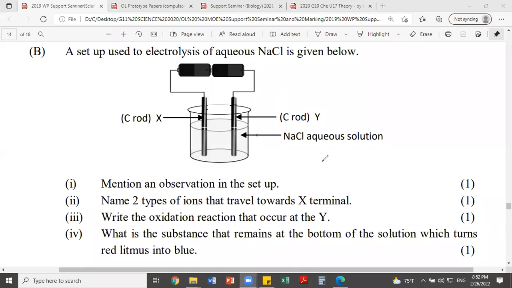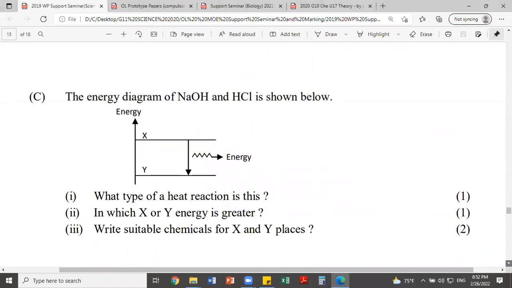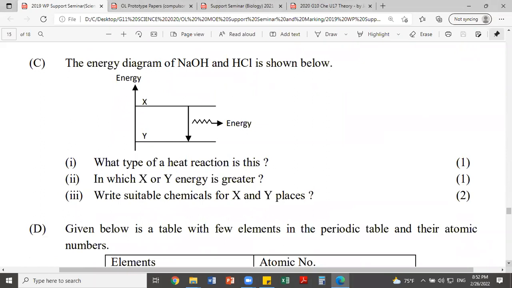Question number... this is also sodium hydroxide and HCl. Energy level diagram or energy diagram for this. What type of heat reaction is this? Based on the heat change, we can classify the reaction into two types. Any volunteers for the answer to part one? Hurry up. Highlight here NaOH and HCl. When NaOH and HCl react, what is that reaction known as based on the heat change? Which type does it belong to?